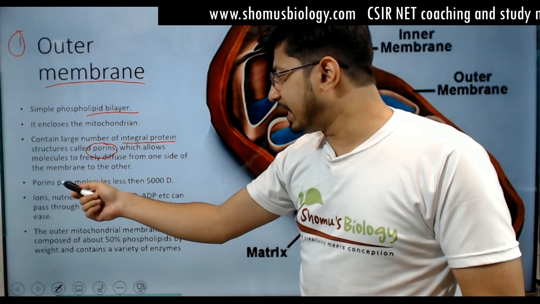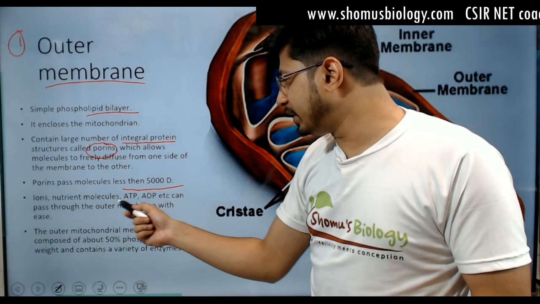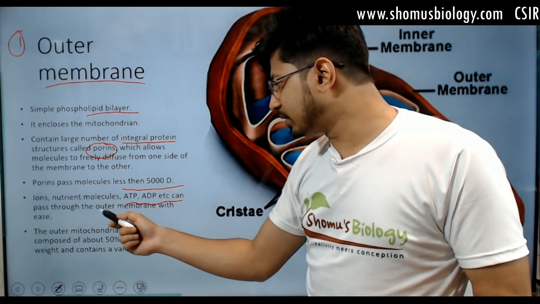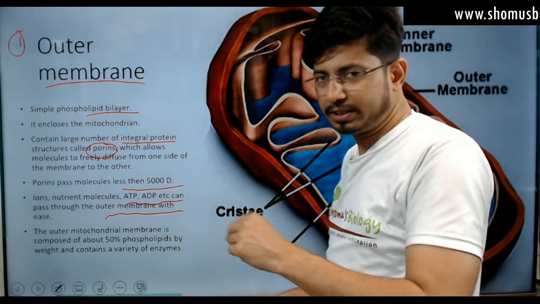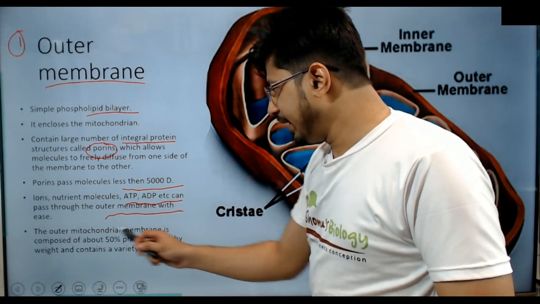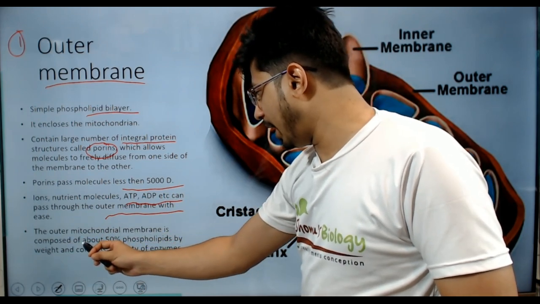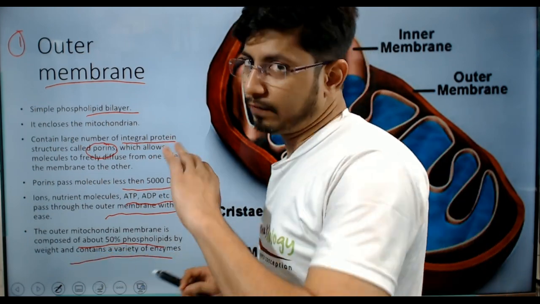Okay, it can allow passage of molecules less than 5000 Dalton. Ions, nutrients, ATP, ADP, etc. pass through the outer mitochondrial membrane with ease, without any problem. Through these porins they can easily pass in and out. The outer mitochondrial membrane is composed of about 50% phospholipids by weight and contains a variety of enzymes.